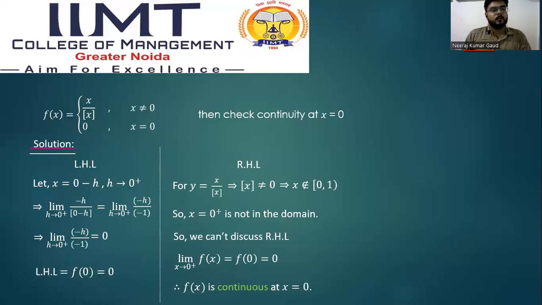Now RHL, for y is equal to x upon greatest integer of x, this implies greatest integer of x is not equal to 0. This implies x doesn't belong to the interval [0, 1). So x equal to 0 positive is not in the domain. So we cannot discuss RHL. For the limit x tends to 0 negative, f(x) equal to f(0), which is 0. Therefore, function is continuous at x equal to 0.